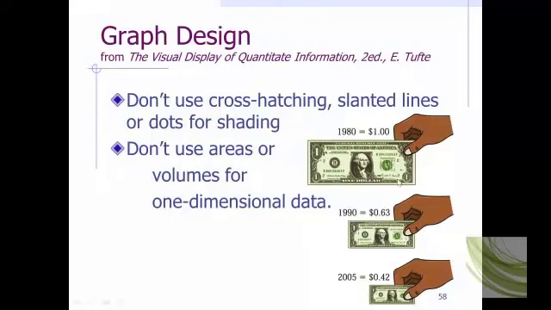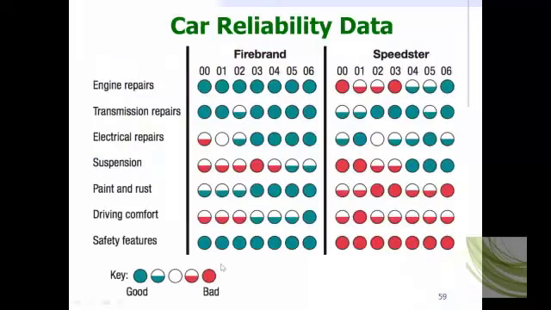But not only has the width changed, the height has changed too. So what happens is the area of our 2005 dollar is less than 42% of the 1980 dollar, because we shrunk it in 2 dimensions. So we need to be careful. This is a bad graph because we're using 2-dimensional figures for 1-dimensional data.